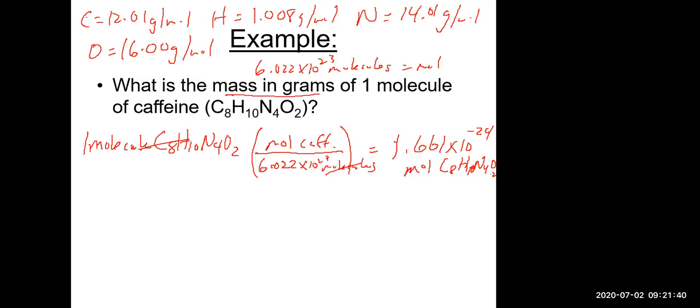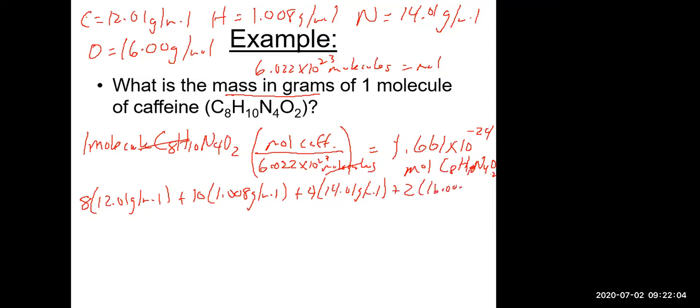So we're in moles, and now we really do want to get to grams. So we do need the molar mass to do that. So we need to add up all the parts from the periodic table. That's going to be 8 times 12.01 grams per mole for our carbon, 10 times 1.008 grams per mole for our hydrogen, plus 4 times 14.01 grams per mole for our nitrogen, plus 2 times 16 grams per mole for our oxygen. That is a lot of numbers. But I think when you're all done with all those numbers, 194.2 grams per mole looks like the right number that you end up with.